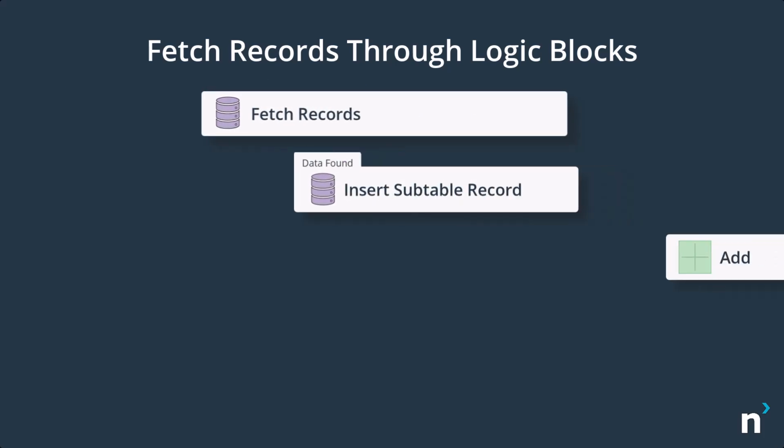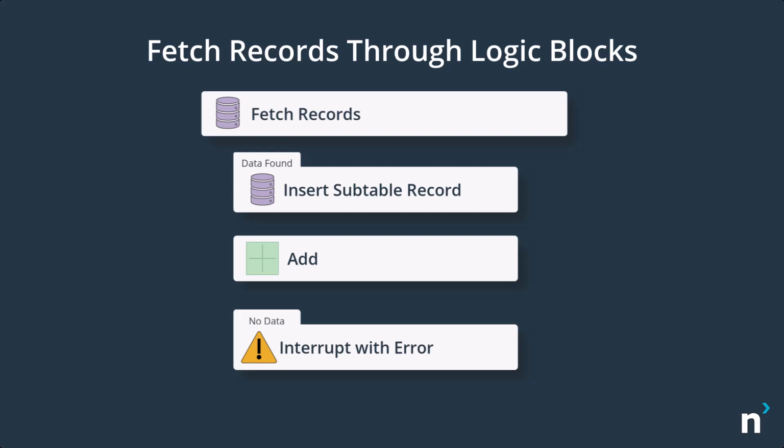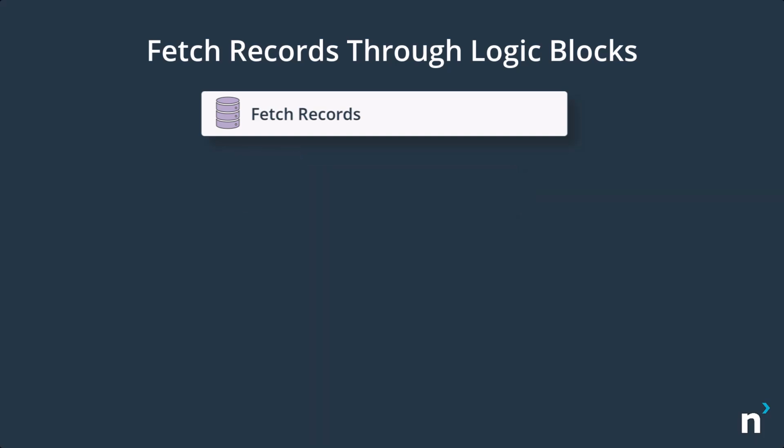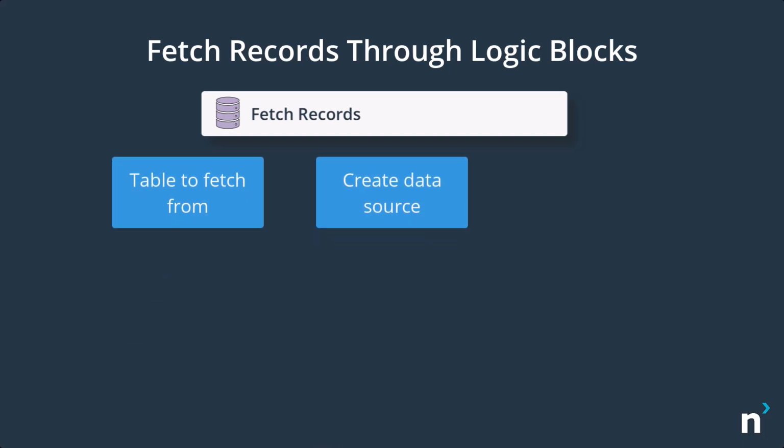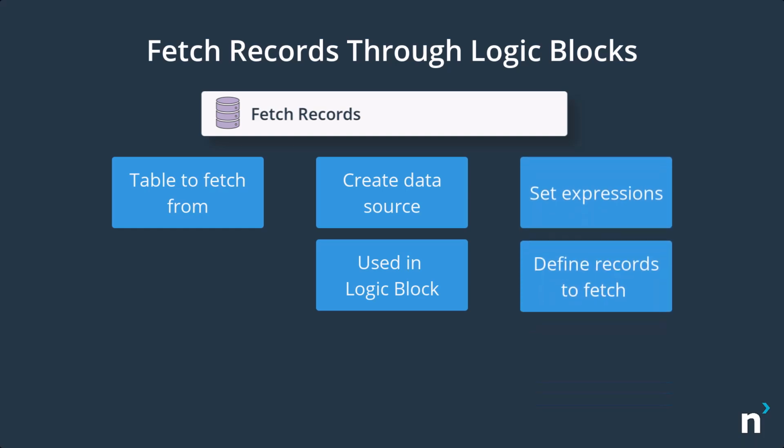This logic block will consist of 4 actions. Fetch Records action. This action tells the system which table to fetch records from, creates a data source that we will use later in the logic block, and sets expressions to define which records to fetch and enter into the application. If no expressions are defined, the fetch will return every single record in the job details table. So it is important to enter expressions that are specific to the records you need for your use case.